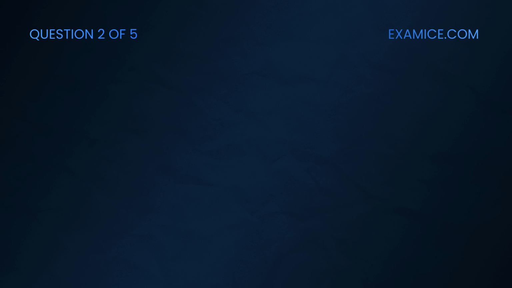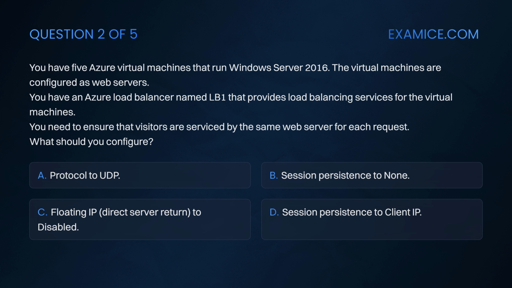Question 2. You have 5 Azure virtual machines that run Windows Server 2016. The virtual machines are configured as web servers. You have an Azure load balancer named LB1 that provides load balancing services for the virtual machines. You need to ensure that visitors are serviced by the same web server for each request. What should you configure? Option A, protocol to UDP. Option B, session persistence to none. Option C, floating IP to disabled. Option D, session persistence to client IP.